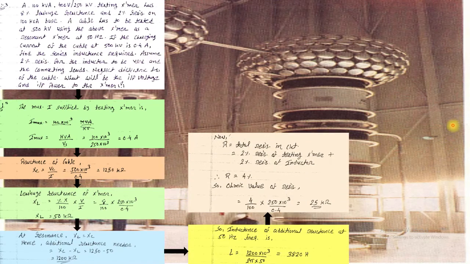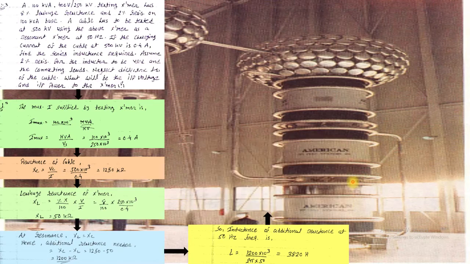So now in the data we have the resistance as well: the 2% resistance on 100 kVA base and 2% resistance for the inductor and the connecting leads. So the overall resistance will be 4%. So the ohmic value of the resistance as seen on the secondary side is 4 by 100 into V upon I. So V is 250 into 10 raised to 3 divided by 0.4. So it will give 25 kilo ohms.